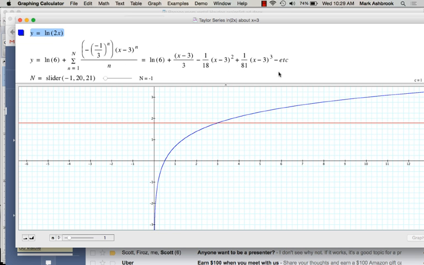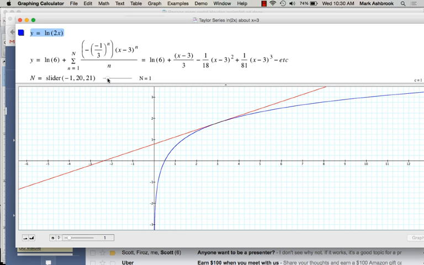Okay, so here we go. Here's natural log of 2x. Here's the first partial sum. So is this consistent with what we got? Essentially. It's a little bit different form, but natural log of 6 plus this is what we got. It's the same sum. Here's the first partial sum. Here's the second partial sum. So ln of 6 plus x minus 3 over 3.